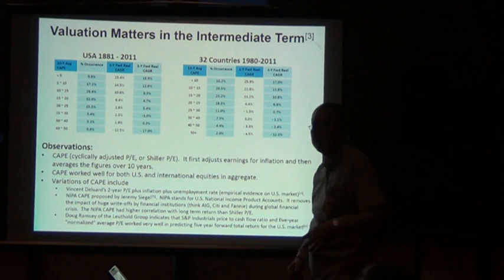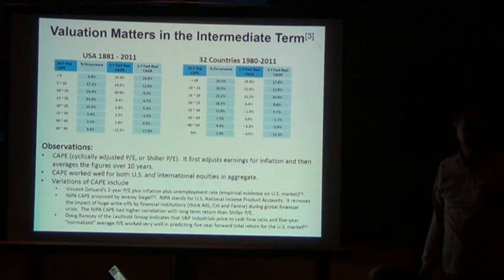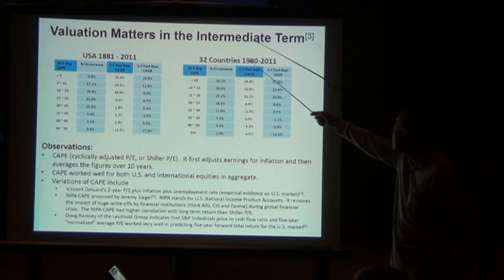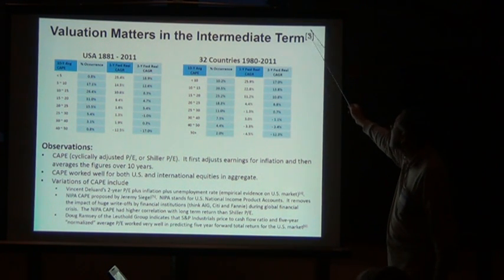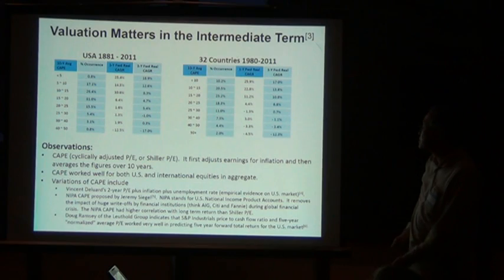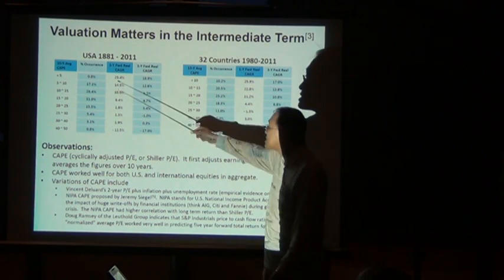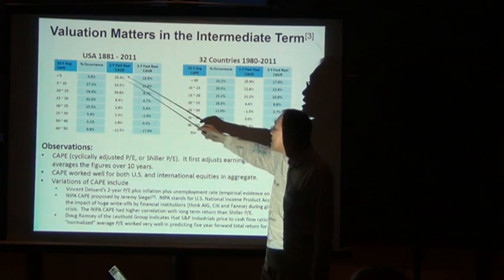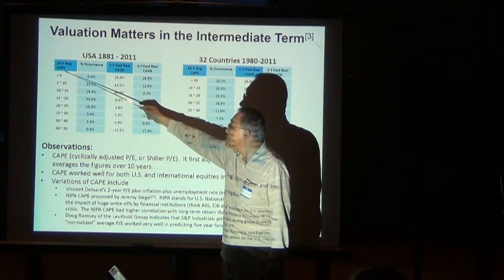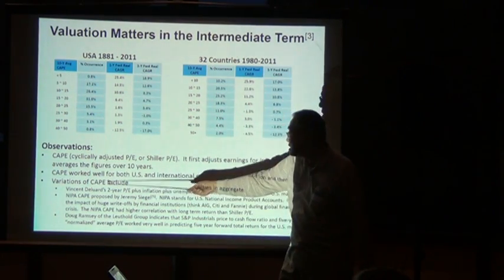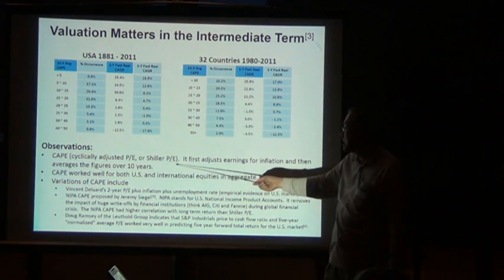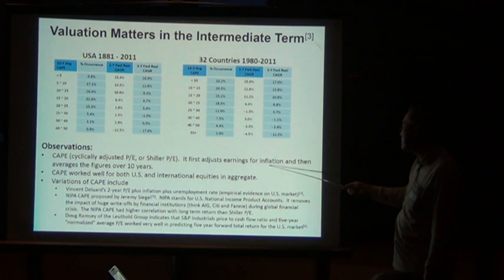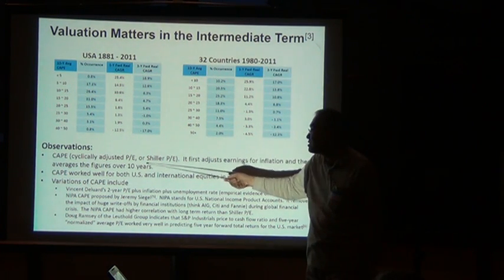Now, I mentioned earlier that valuation does matter. And this is, again, from Meb Faber's work. When you look at the US from 1881 to 2011, when the 10-year average CAPE, which is the cyclically adjusted PE ratio, or Shiller PE, first adjusts earnings for inflation and then averages the figure over 10 years.